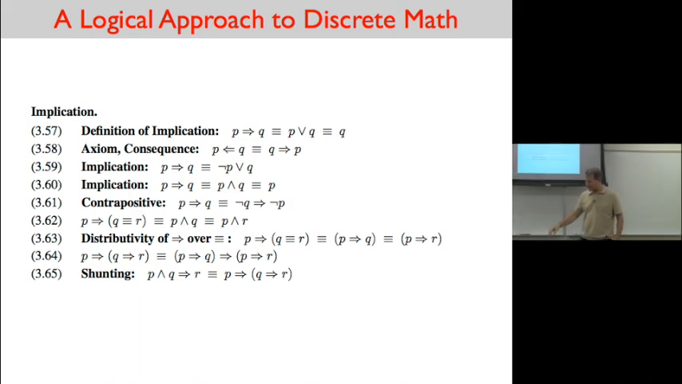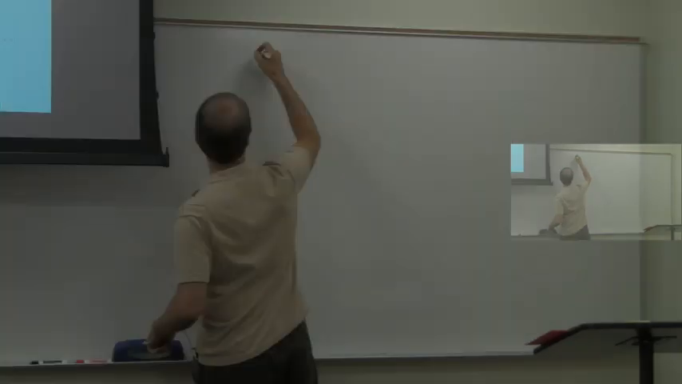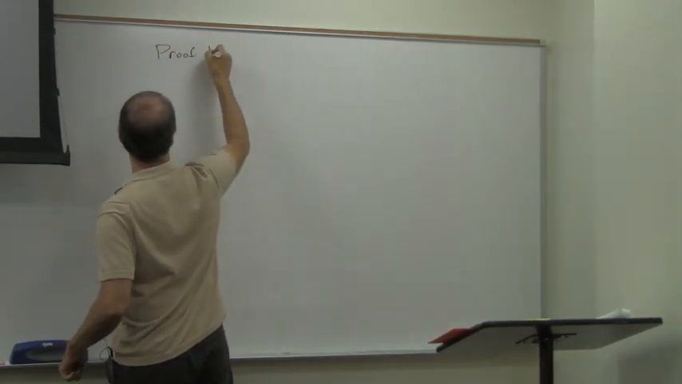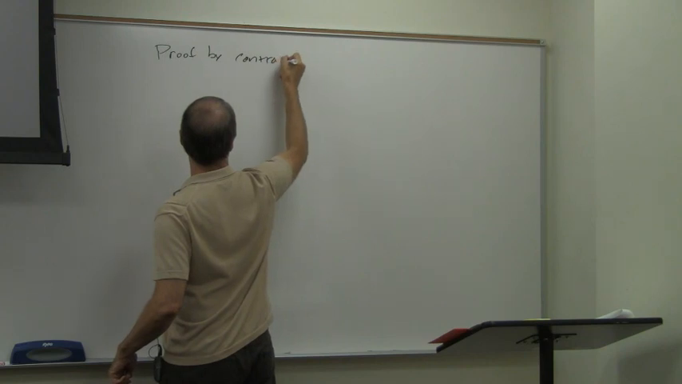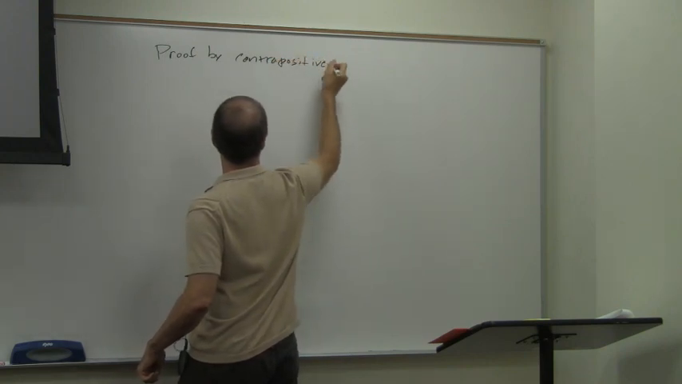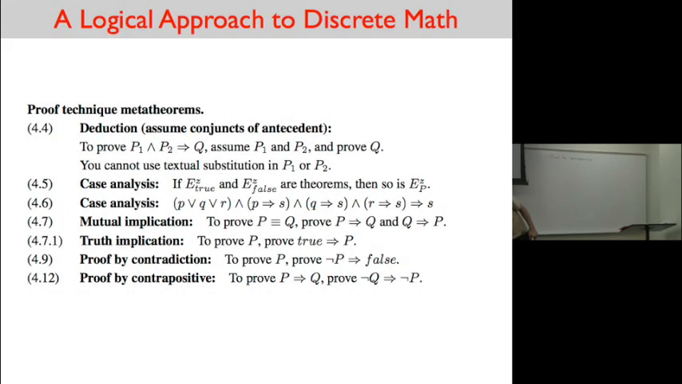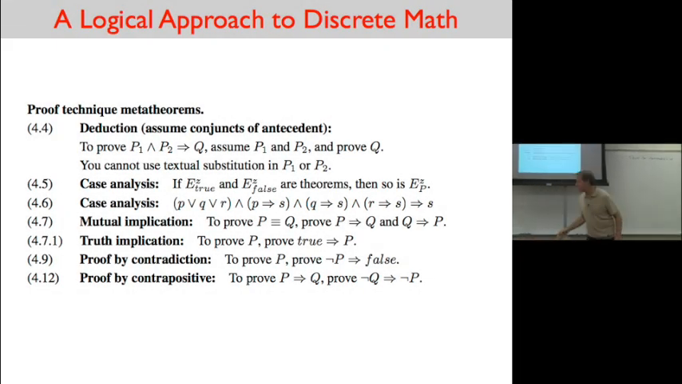Okay, so which one is that? The contrapositive? Which one was the converse? Here it is, 3.61. So 3.61 says the contrapositive, P implies Q is equivalent to not Q implies not P. Well, this is called proof by contrapositive. And look at what it says: to prove P implies Q, prove not Q implies not P.